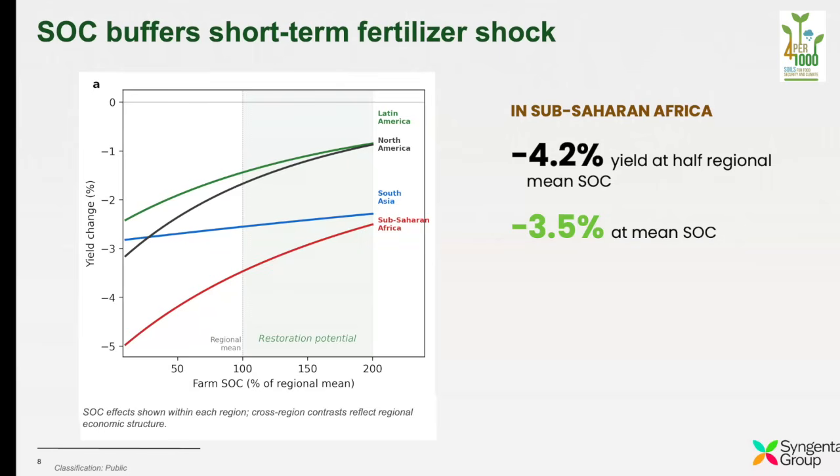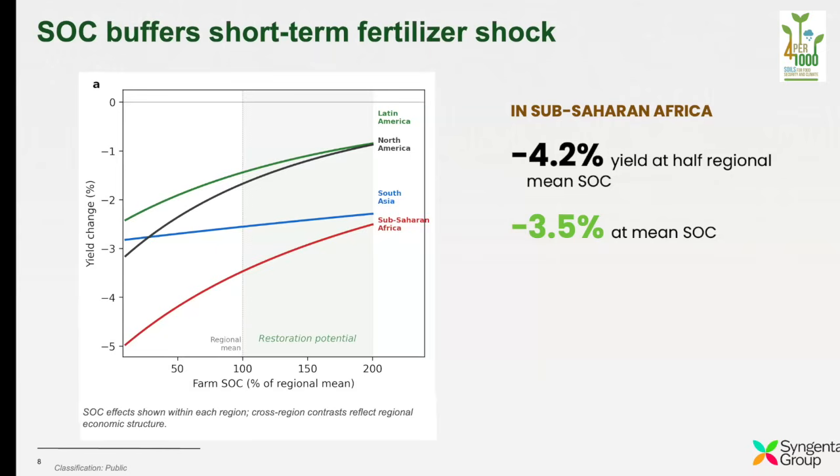You'll see in all regions that if you have less soil organic carbon than the regional mean, you have a higher yield change because less of your nitrogen is coming from the soil buffer. And vice versa. If you have higher than average soil organic carbon, you have a greater buffer and that yield hit is less.